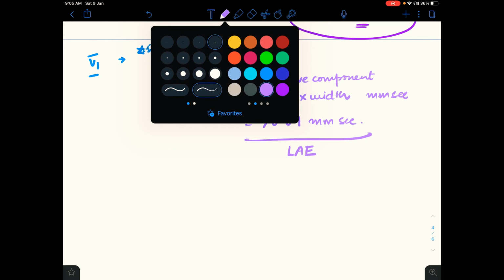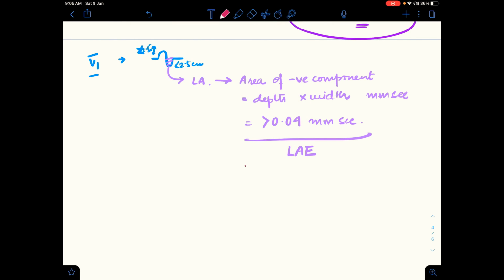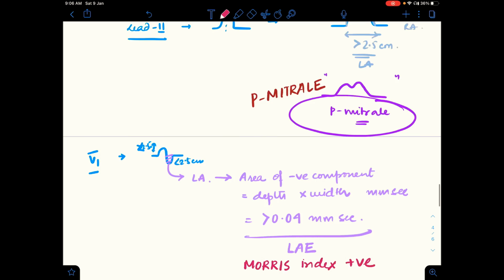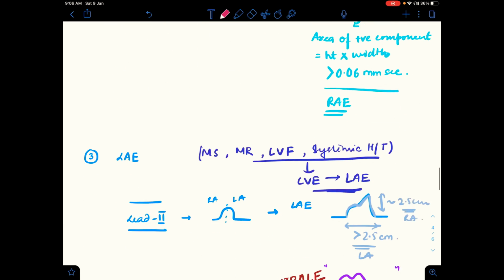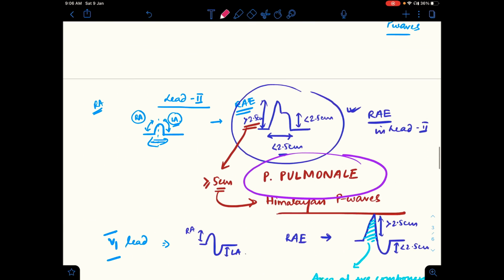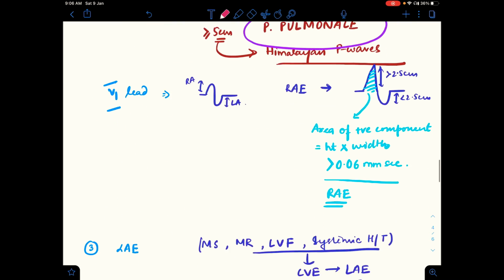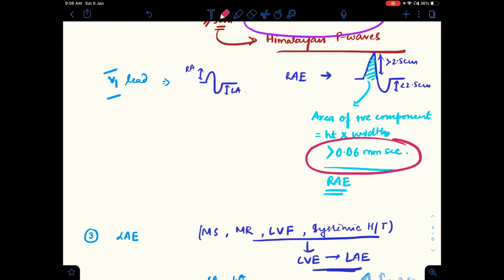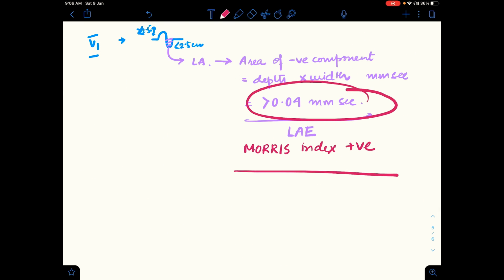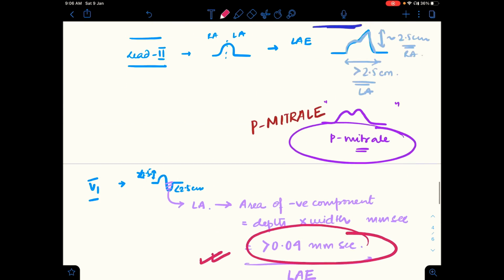This is also known as Morris index positive. Here it was 0.06 millimeter seconds, and here it is 0.04 millimeter seconds. You have to remember that.